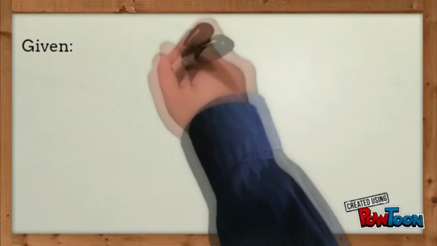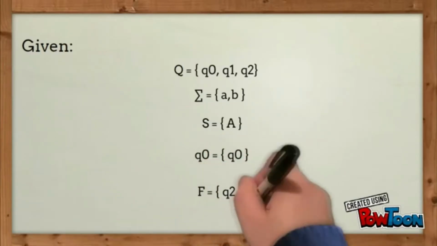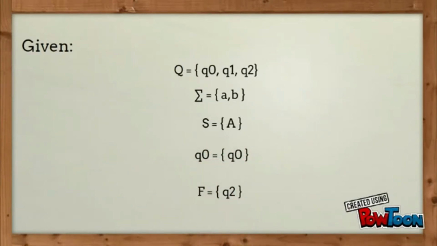Capital Q shows our states, which in this case are three states, Q0, Q1 and Q2. Next, we have input alphabet of A and B. Our stack alphabet here is capital A and our initial state is Q0. Finally, we have Q2 as final state.